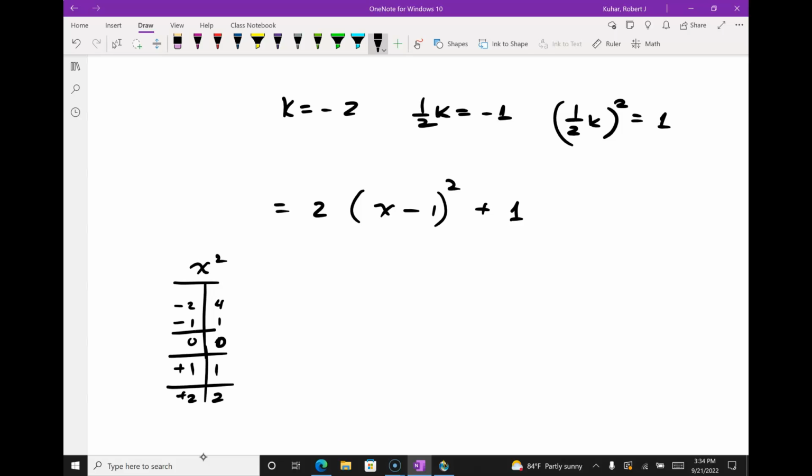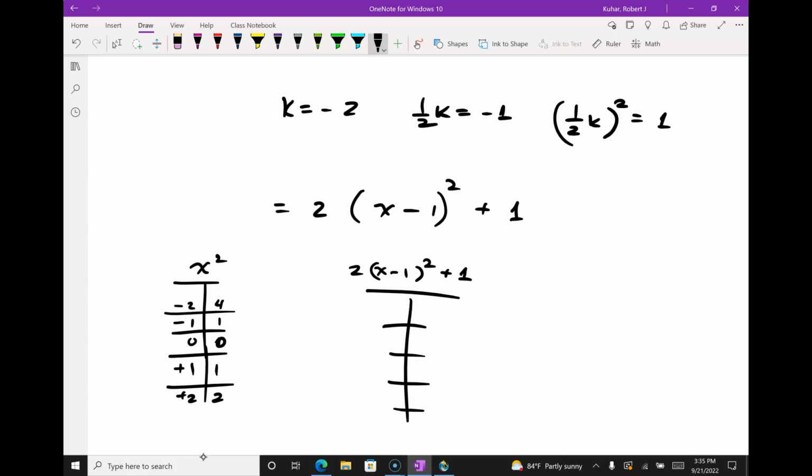Here's my table for the mother. I think we can go right to the great-granddaughter here. Let's see if we can do it. What, if anything, is happening to x's? What's happening on the inside here in my new function?